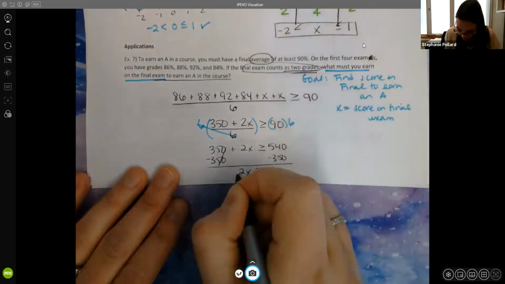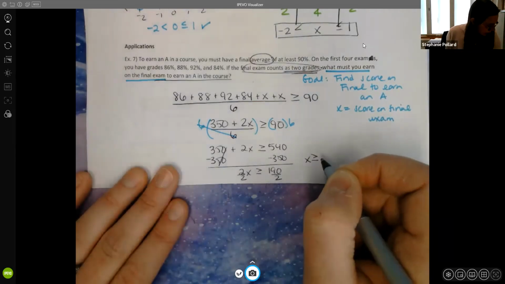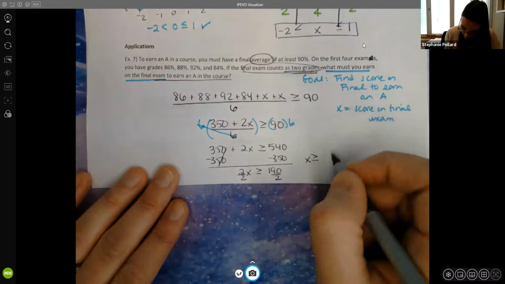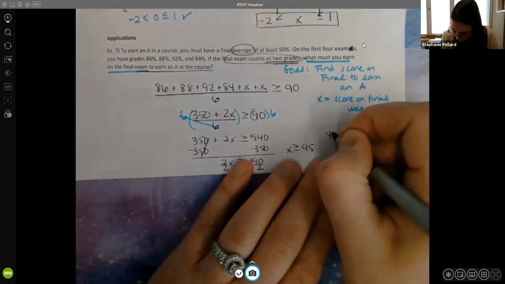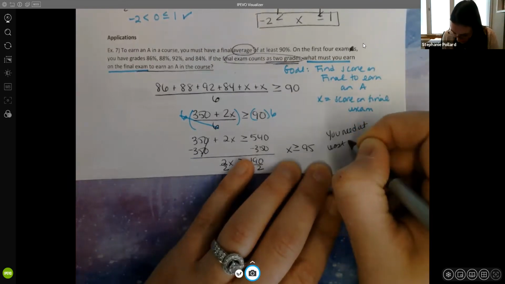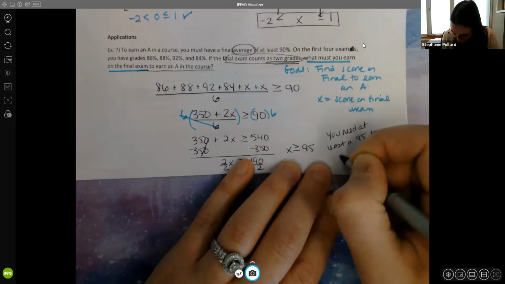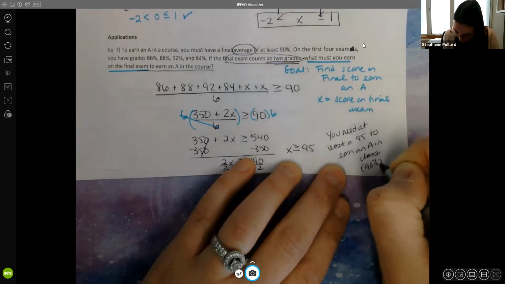And then finally, I'm dividing by 2. Now 2 is positive, so I don't have to flip anything. And what I get here is 95. So you need at least a 95 on the final to earn an A in class, which is that 90% in class.